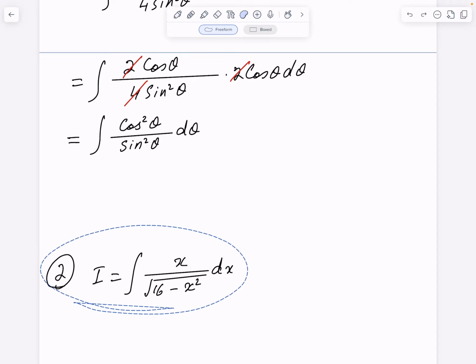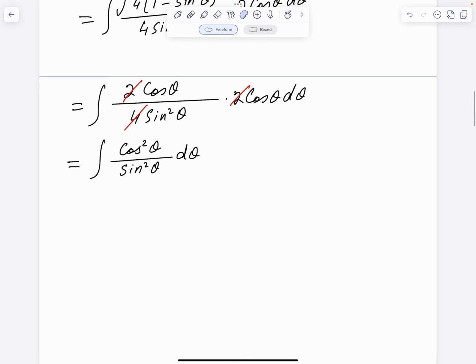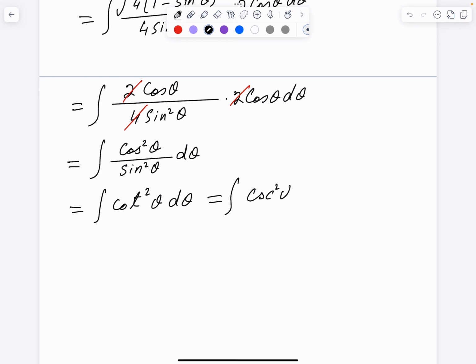This is problem number 2. We can solve it later. Okay. And this one is cotangent squared theta d theta. We know that the integral of cotangent squared doesn't have a closed form solution. Therefore, we're going to convert this to cosecant squared theta minus 1 d theta.